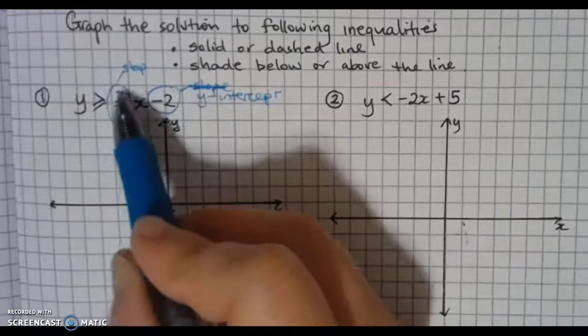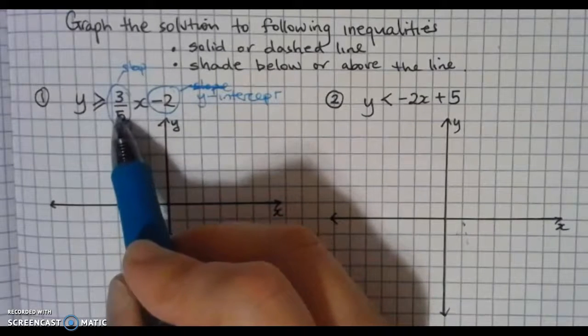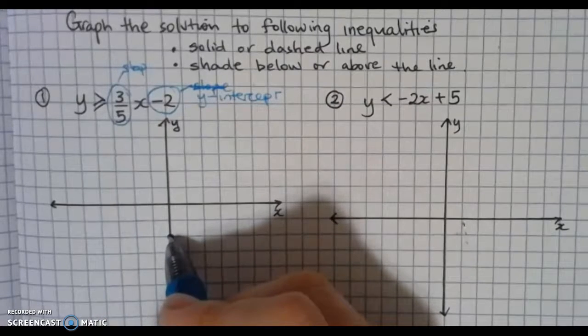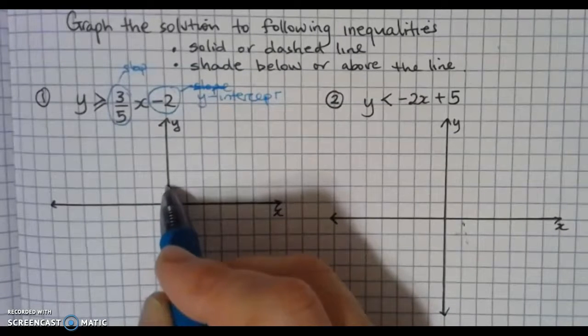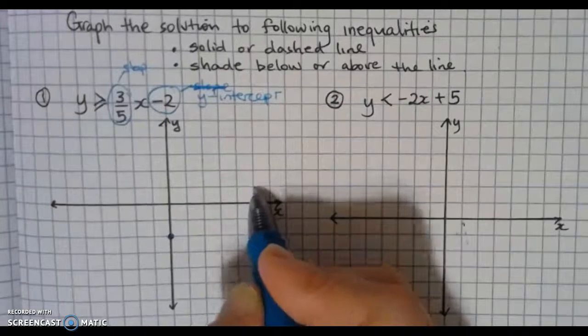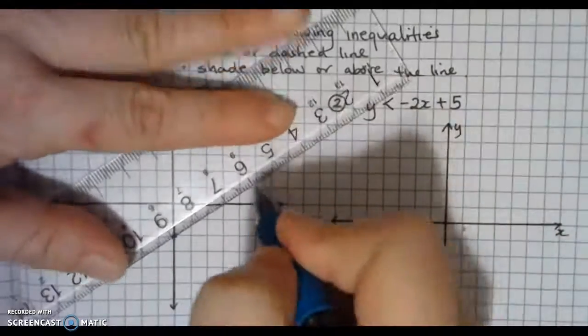And then from here, remember the slope. The top number tells me up and down. The bottom number is the left and right. So up it's positive, so I'm going to go up by 3, 1, 2, 3. And to the right by 5, 1, 2, 3, 4, 5. And that's my second point. And then from here, I am going to graph it.